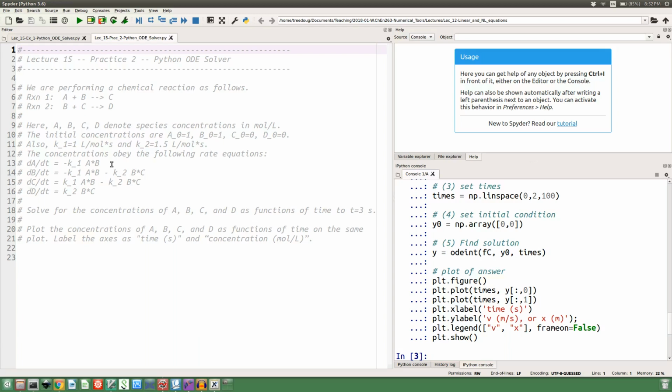The TAs, Nathan and Pierre, should be able to go around and help you work on this problem. And as always, the practice problem is the first problem on your homework, so if you get that done, please go ahead and proceed to finishing your homework assignment.